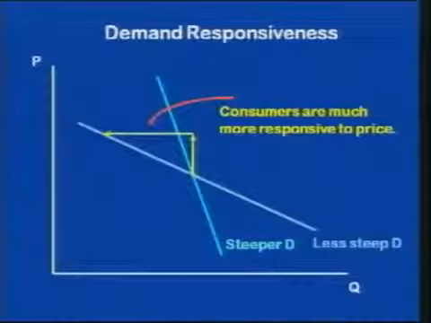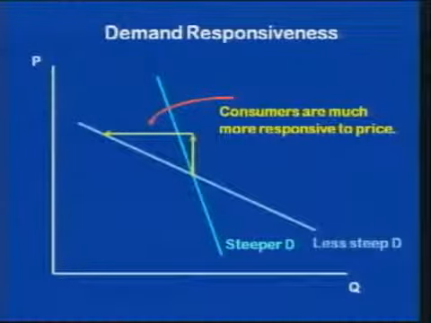Much more responsive to price. Now, I have used the word responsiveness, and I'm using the word steeper and less steep because I like things to be very intuitive. I like our language to be as meaningful as possible. There is a technical term for this called elasticity. Your section GSIs will go over the definition of elasticity and how that relates to all this and how to actually measure it.